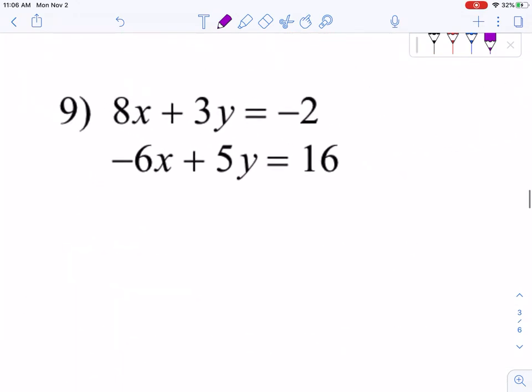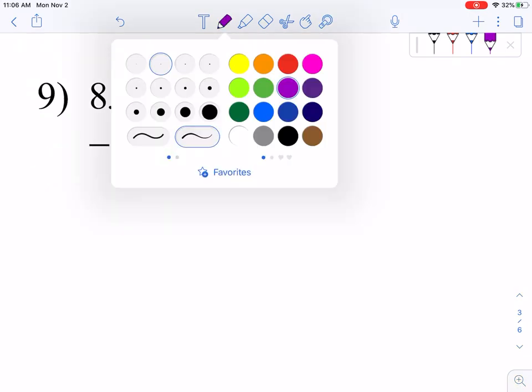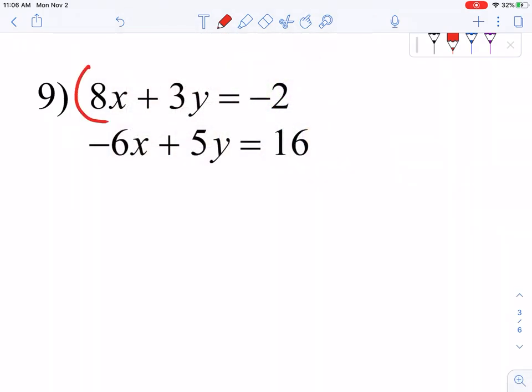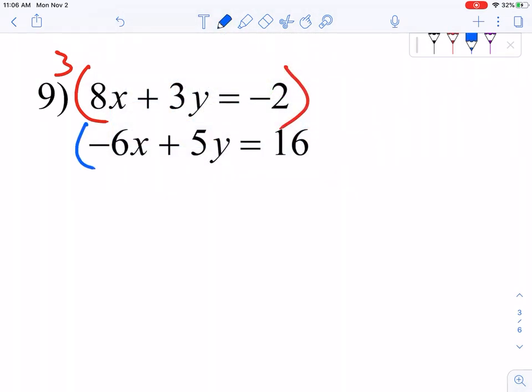All right, just the last couple here. For this one, I see that I have opposites. So I'm going to eliminate my x's, but instead of turning these both into 48 by multiplying 6 to the top and 8 to the bottom, I could turn them both into 24. That's a common multiple that they have. So to turn 8 into a 24, I would multiply it by 3. And to turn 6 into a 24, I would multiply it by 4.